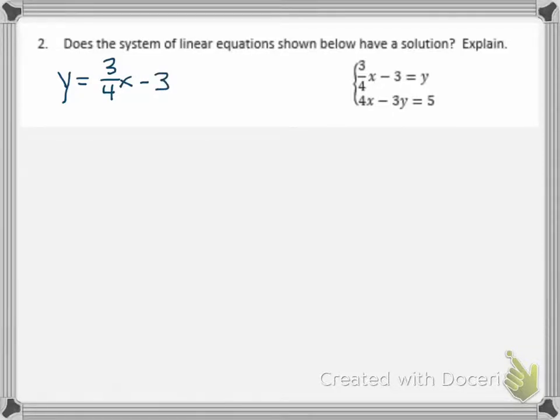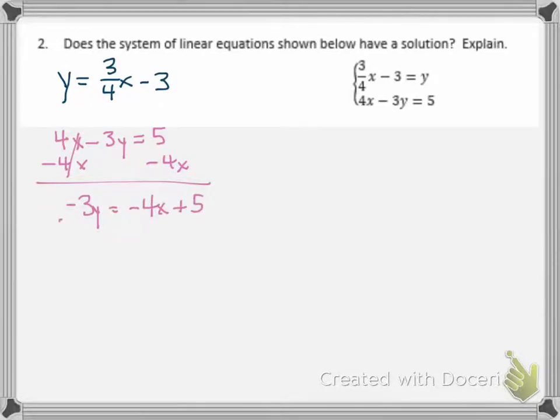And then we're going to do the same thing with the second, changing that to slope-intercept form. So 4x minus 3y equals 5. And I'm going to subtract 4x from both sides. And that gives me negative 3y equals negative 4x plus 5. And then I'm going to multiply by the reciprocal of negative 3, which is negative 1/3. And we're going to do the same thing over here, multiply by a negative 1/3.